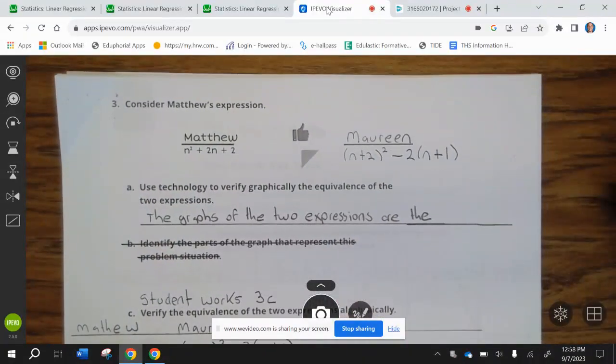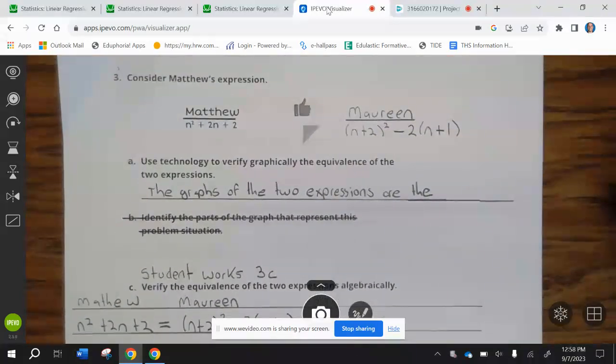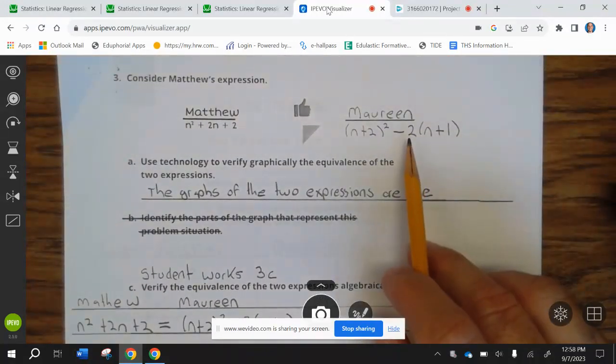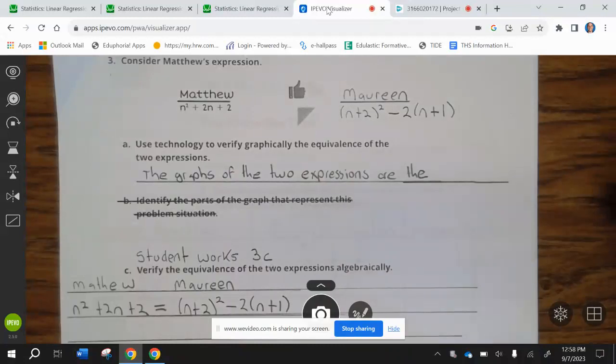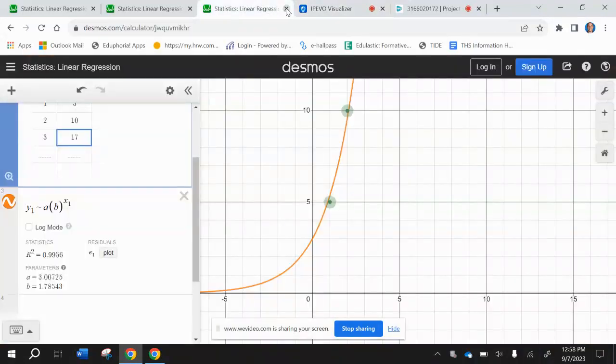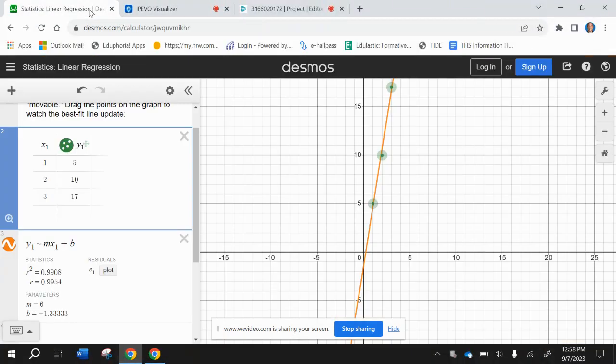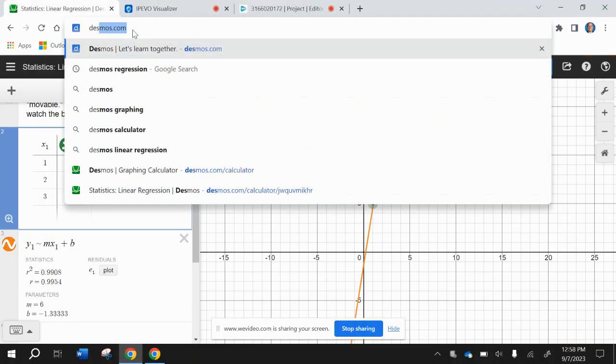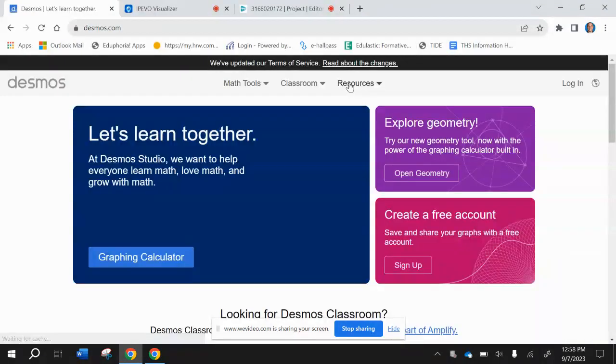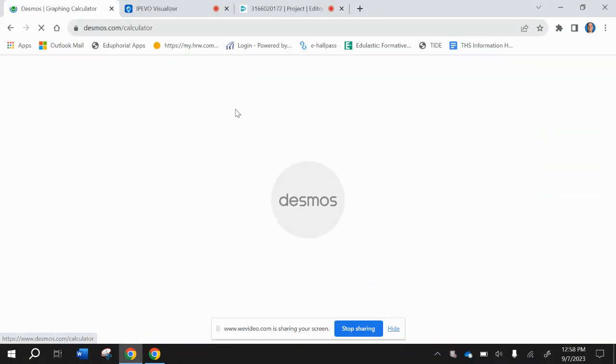All right, consider Matthew's expression and Marine's expression. Use technology to verify graphically the equivalence of the two expressions. So we're going to graph this and this in Desmos. Now, we don't need these regressions anymore, so let's get rid of those. All right, let's go to Desmos. We're going to go to graphing calculator.